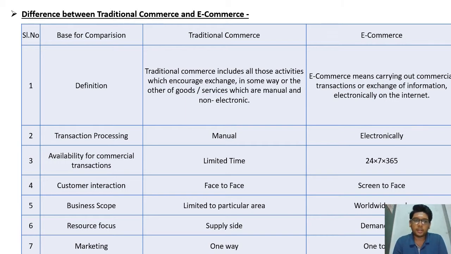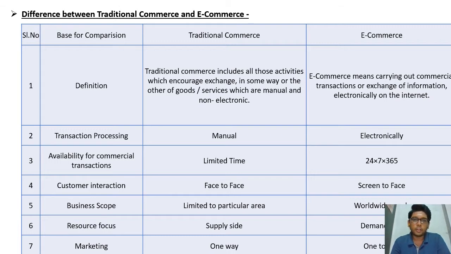Next, availability for commercial transactions. Traditional commerce is available for commercial transactions only for a limited period. Suppose a shop will be open only from 9 a.m. in the morning to 6 p.m. in the evening. But with e-commerce, you can do it 24 by 7 by 365 days. Anytime I wake up in the night at 1 o'clock, I want to order something, I can order. Morning 5 o'clock, I want to order. Afternoon 3 o'clock, I can order. That is the e-commerce facility you get.